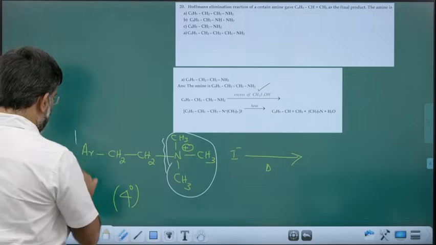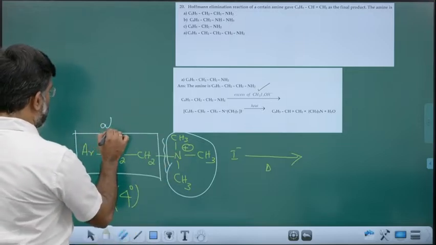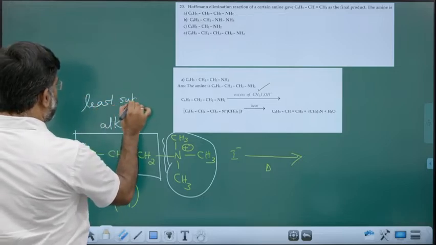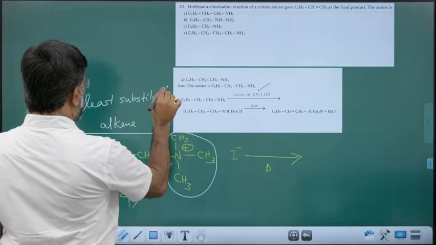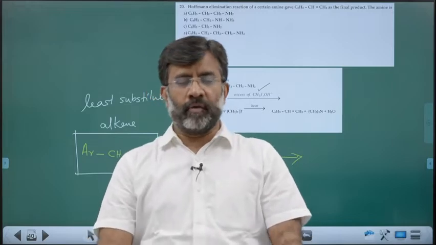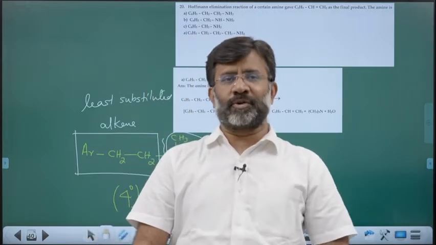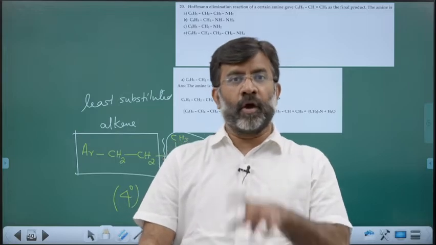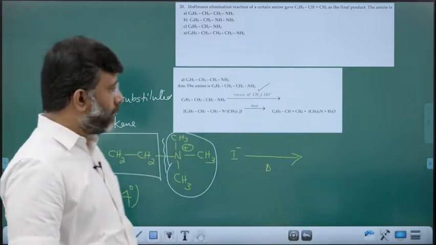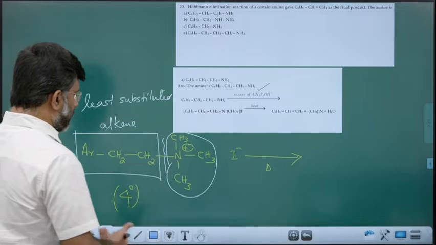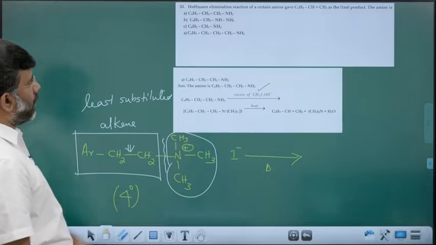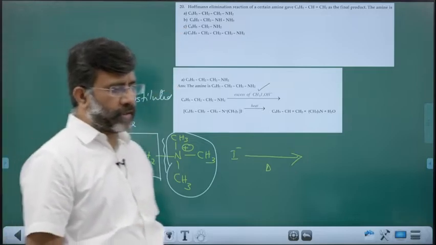And what is happening to the remaining part? The remaining part will be converted to an alkene, the least substituted alkene. Normally you get the least substituted alkene, that is Hofmann's elimination, while in Saytzeff elimination, the most substituted alkene is the major product. Here this is Hofmann elimination. Here there is only one product, so no matter of most or least. A double bond will appear here, and you get the product in the question.